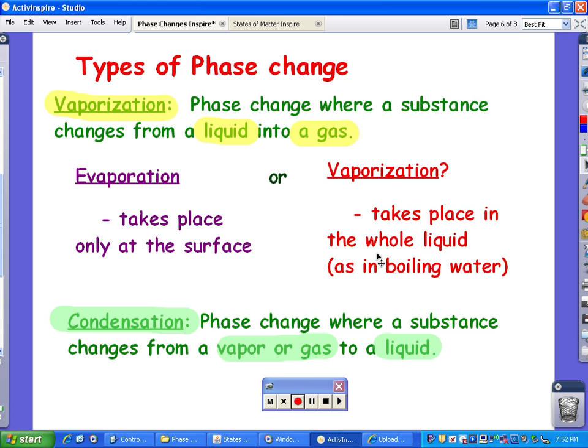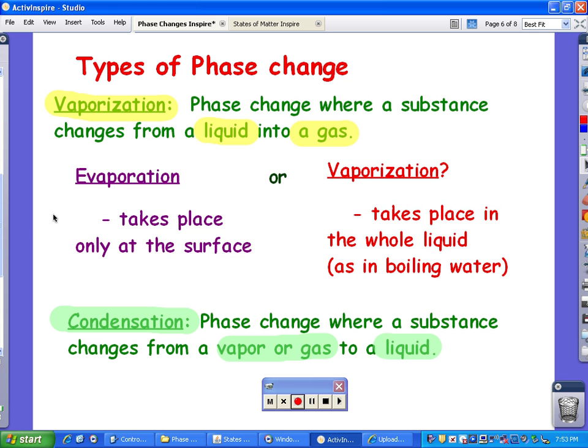It takes place in the whole liquid. As in boiling water, it's all starting to vaporize. That's why it's bubbling. It's starting to turn into vapor or gas. The gas is bubbling from the water. That's the reason you see the bubbles form on the bottom first, and then it goes all the way through the liquid. That's a good example of how to remember vaporization. It takes place in the whole liquid. You see the bubbles all the way on the bottom of the pot.